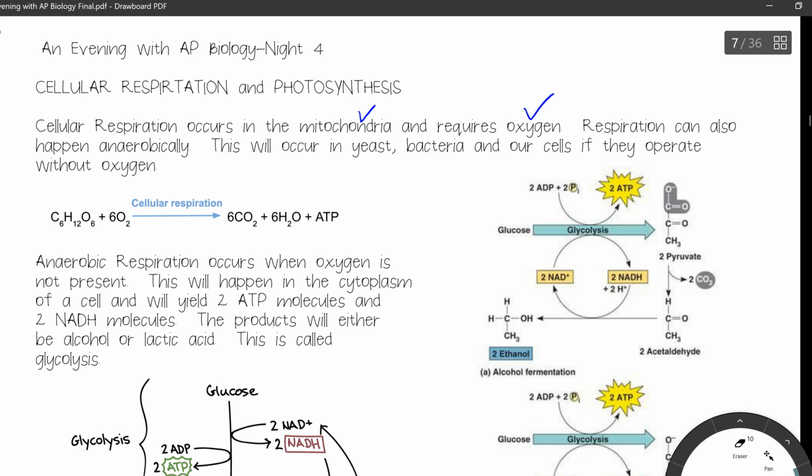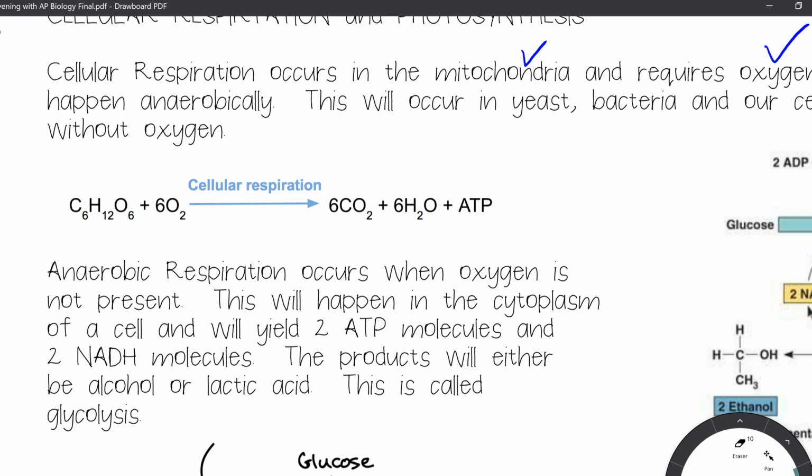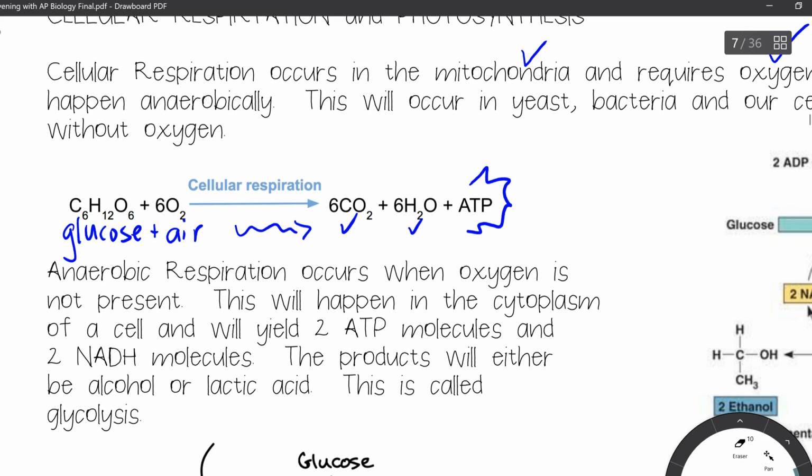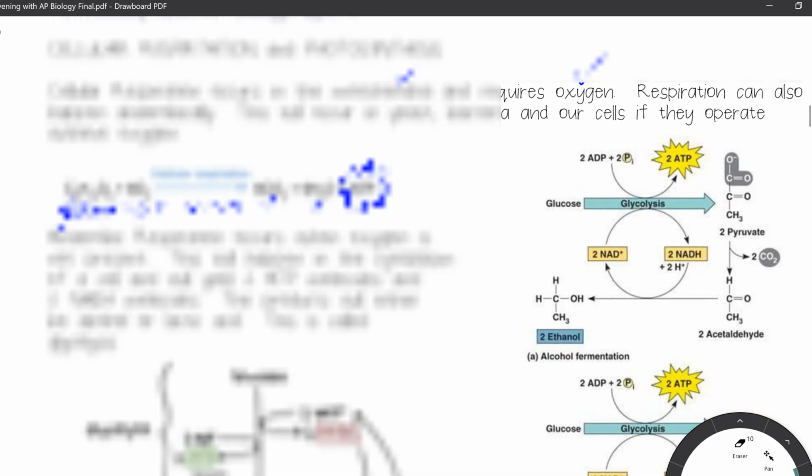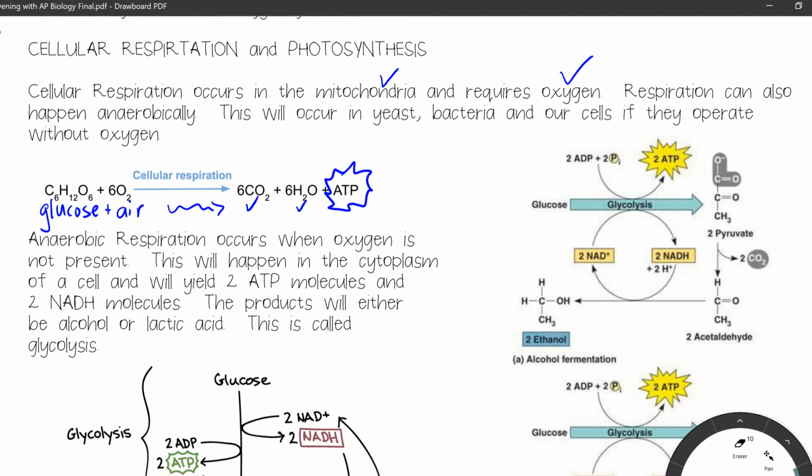So your standard formula is glucose, which you're going to get from food, plus the oxygen, which you're going to get when you breathe in air, is going to release CO2, water, and all important usable cellular energy called ATP. But let's start our story off simple.